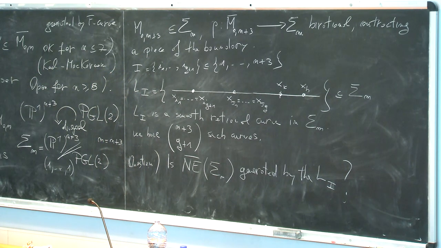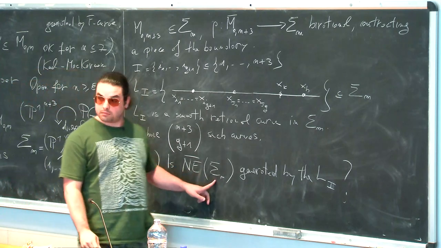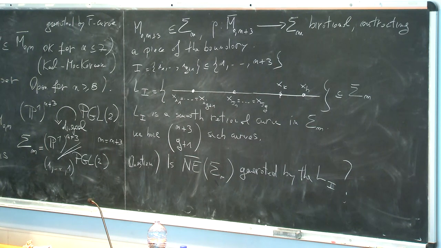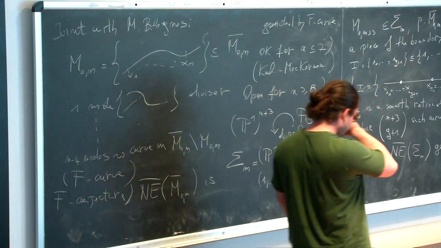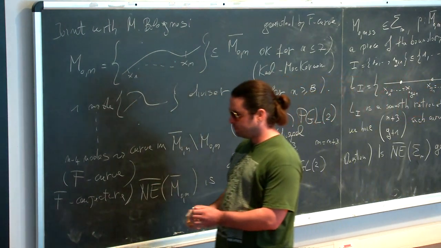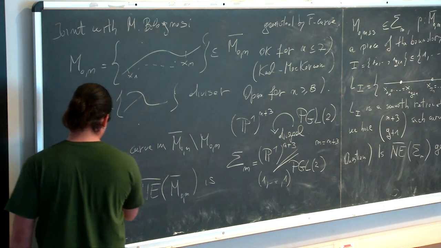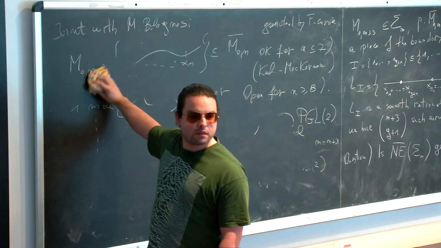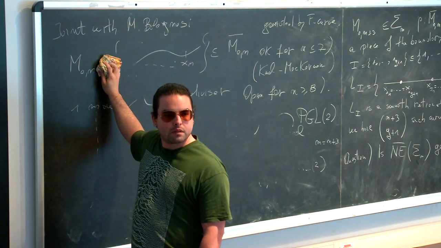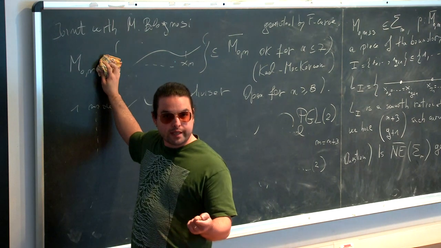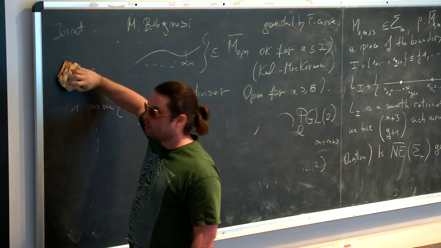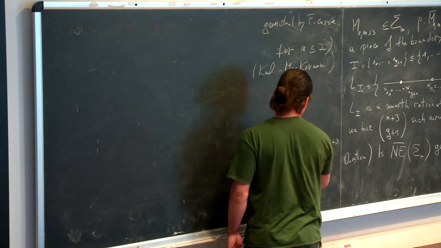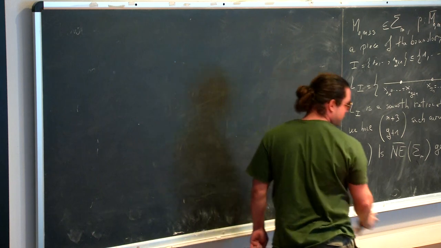What's the Picard rank of this thing here? So if m is odd, it is 1. And if m is even, it is n plus 3. Now I'm going to tell you why. In that case, when it is a surface, it's exactly the del Pezzo surface of degree 5.